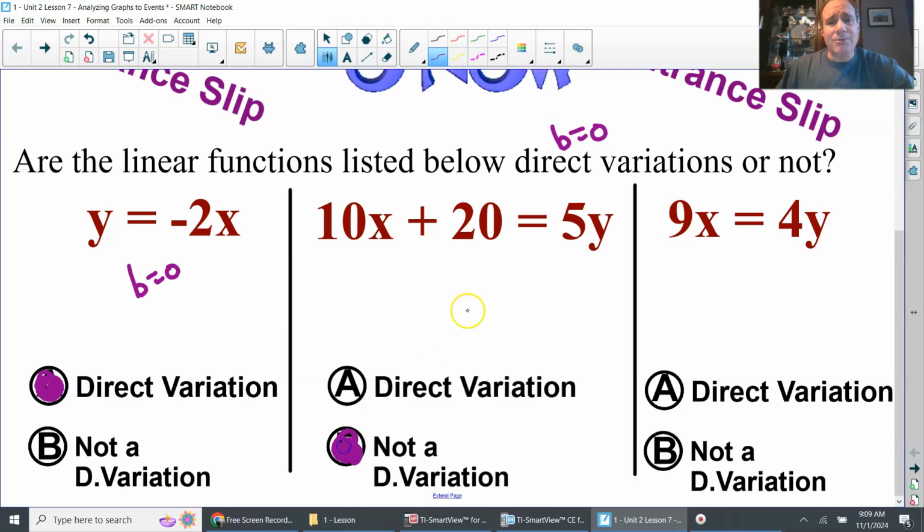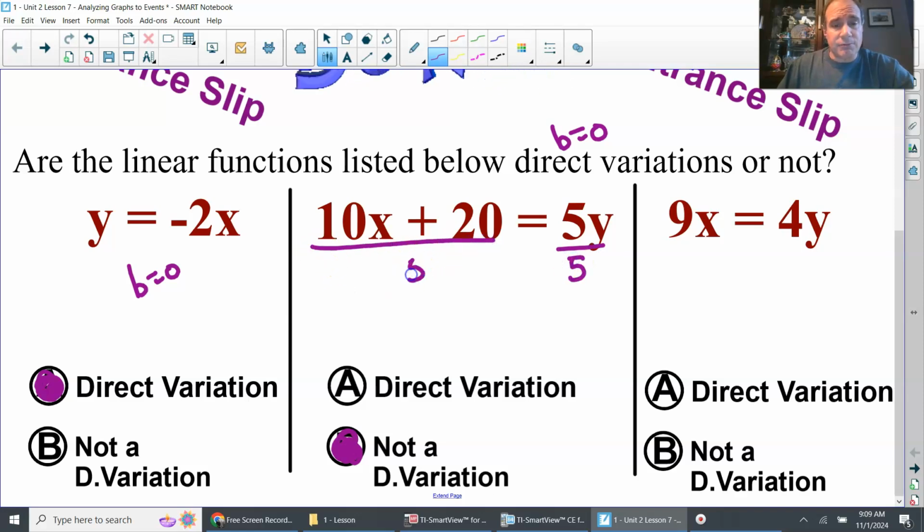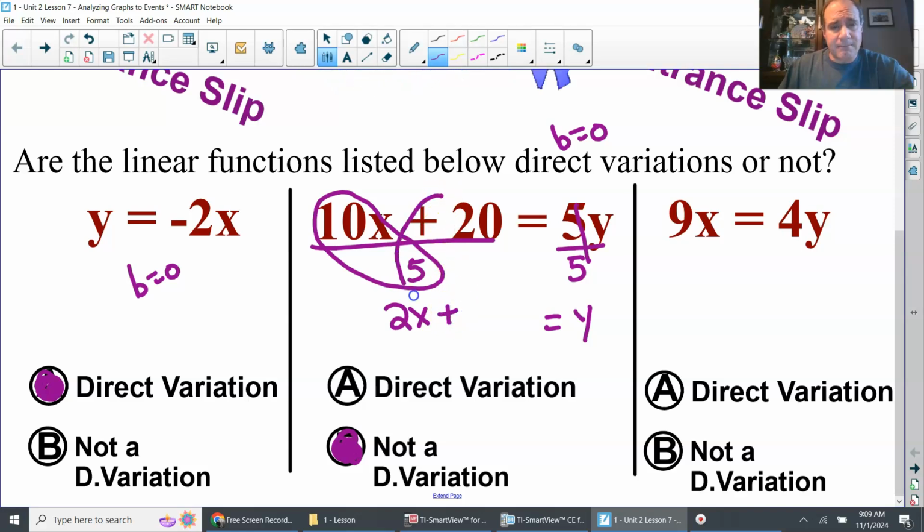If you went to solve it, which you don't have to do, you would just divide by 5 on both sides. This cancels, y equals, and then 2x, because 10x divided by 5 is 2x, and then 20 divided by 5 is 4. See how that is not a direct variation. The b is 4, so that means it's not a direct variation. Doesn't go through the origin.